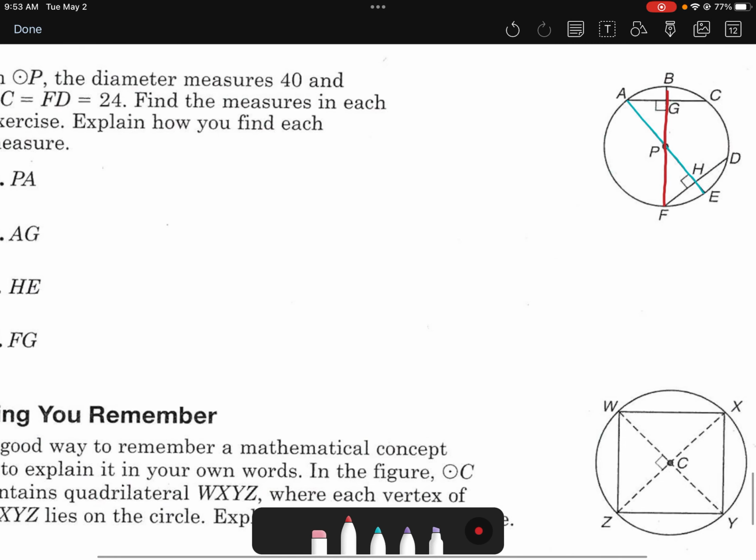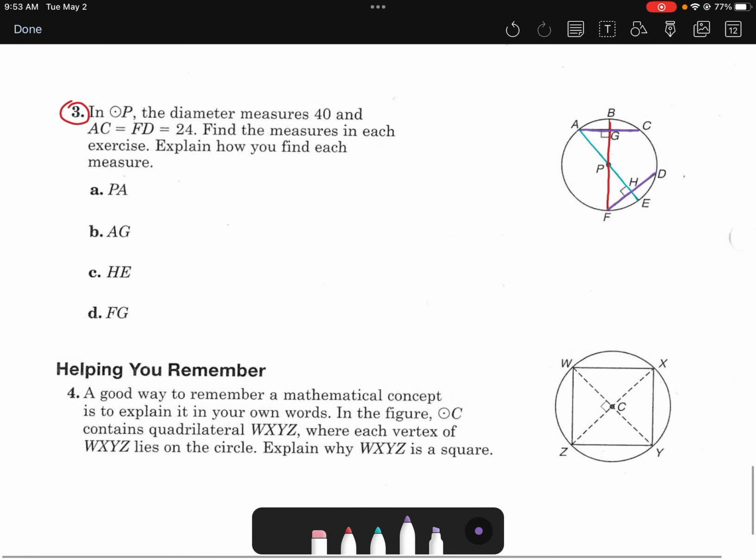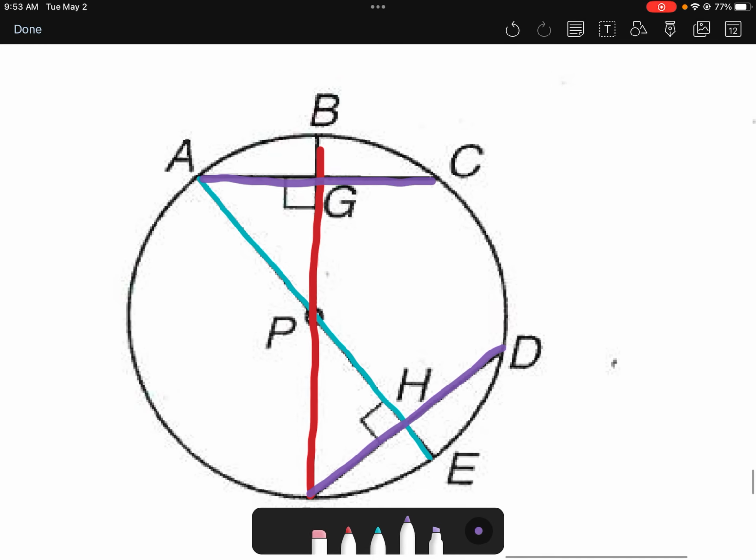A to C and F to D, those are chords. I'll use purple, and I'll make them both purple because they're both congruent. They're telling you that they're both 24. How would you find each measure? Well, they want you to find distance from P to A.